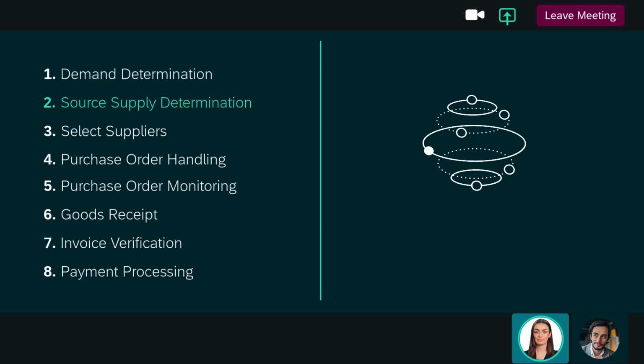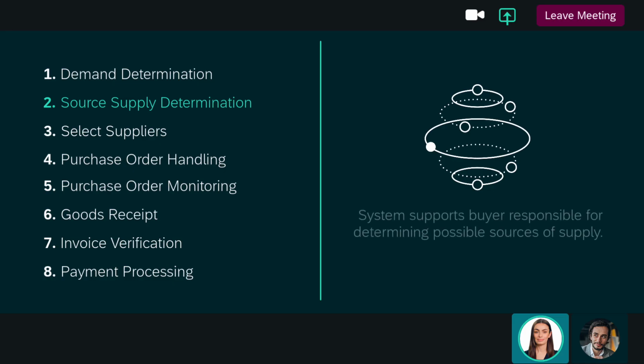Then we continue with the source supply determination. The system supports the buyer responsible for determining possible sources of supply. The source of supply can be determined, for example, by creating queries and subsequently entering the quotations. The purchaser can also access purchase orders and conditions that already exist in the system.